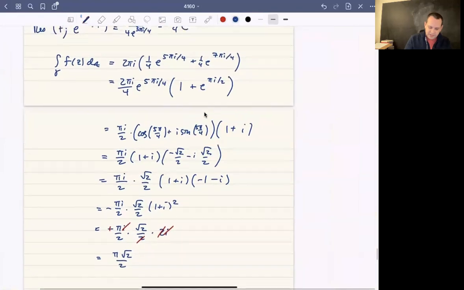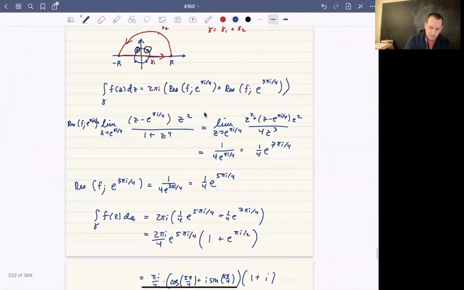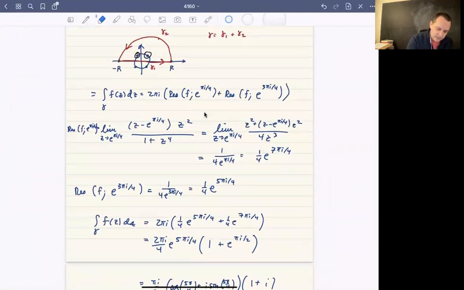Okay, so let me just take a step back here. Using the residue theorem, this integral is going to end up being 2 times, so this is going to be pi divided by square root of 2. Let's just write it like that. So that's pi over square root of 2. So that's the integral involving the residue theorem.